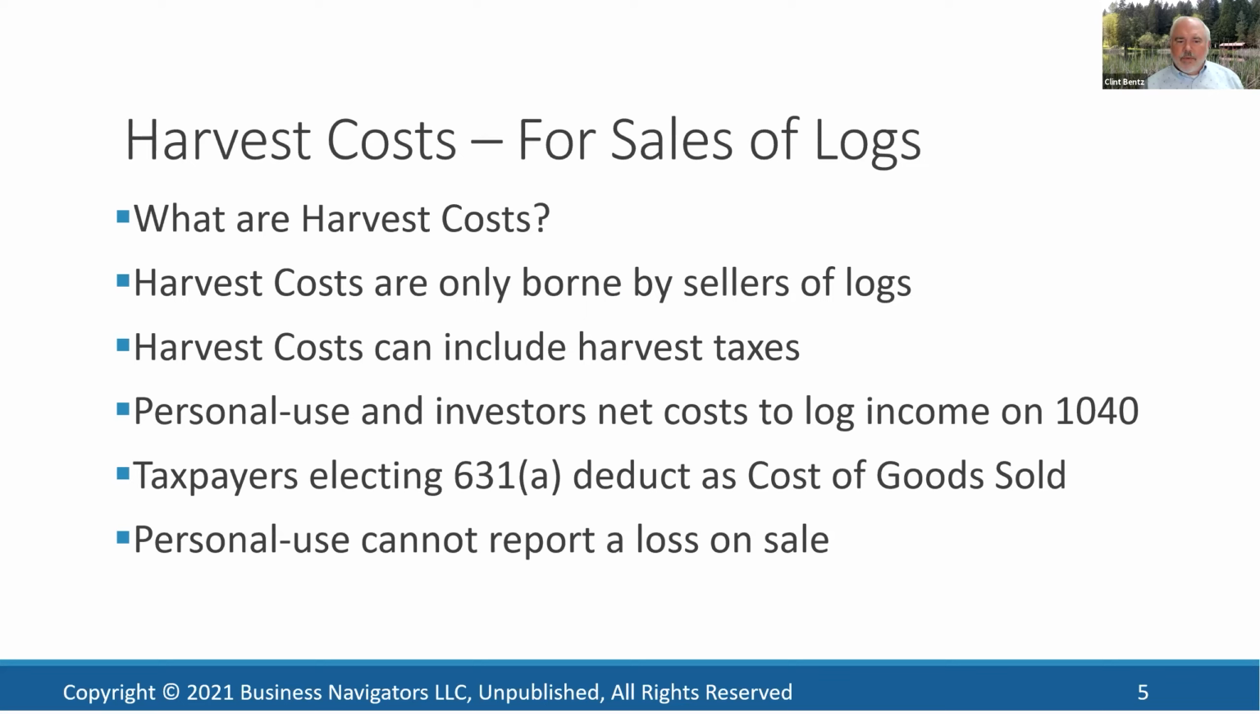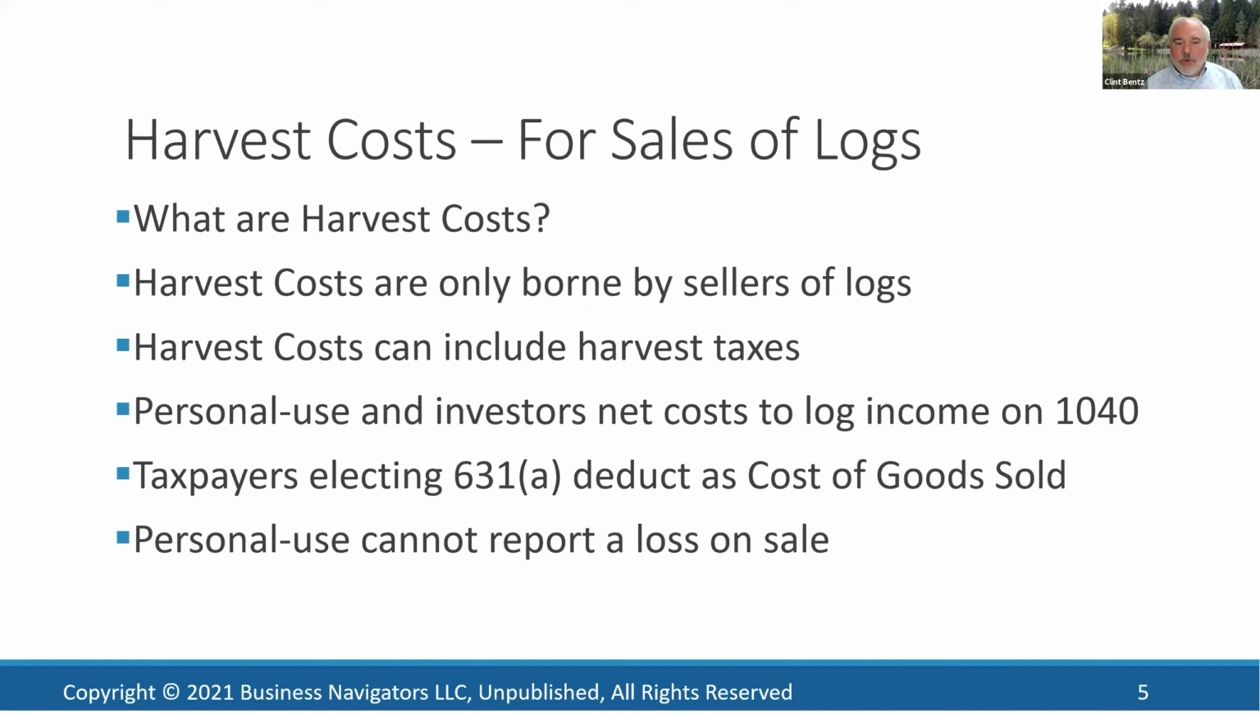So again, as we said last time when we're recognizing income, if you're personal use, so if you're logging trees off of your residence, or you're an investor and you're logging off of ground that you're holding as an investment, then you net those logging costs against the log income that's reported as other income on the front page of your 1040. If you elect Section 631(a) to report the sale of timber as a cutting or exchange, then the harvest costs get deducted as a cost of goods sold on Schedule C, or if you're a business taxpayer filing an entity form, it gets reported on the cost of goods schedule for the entity form.